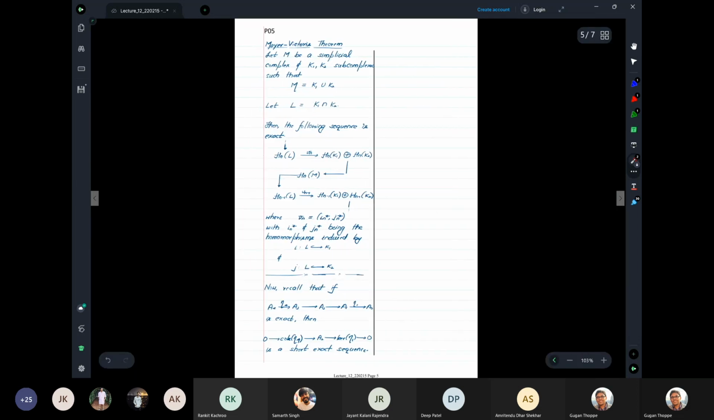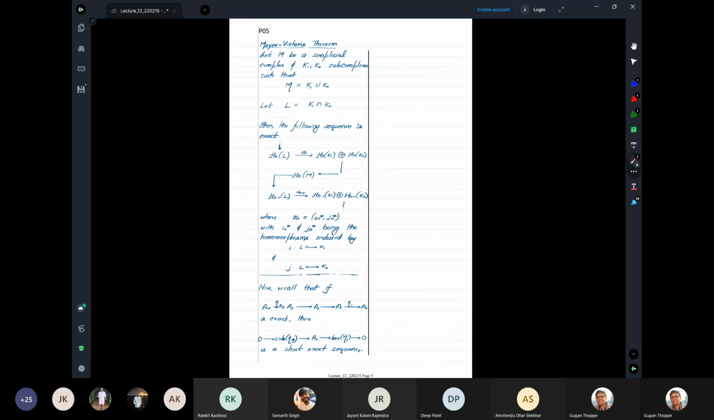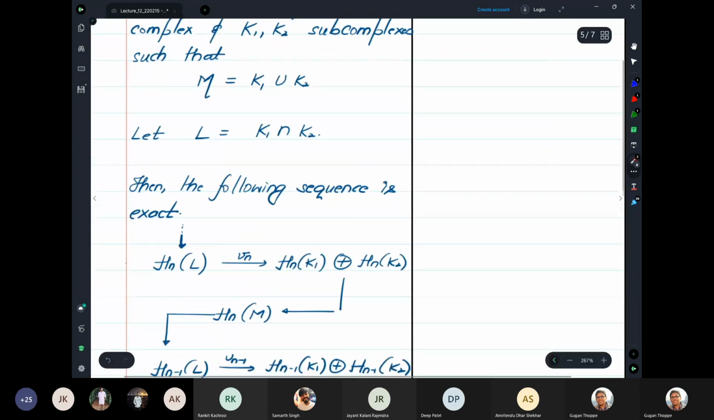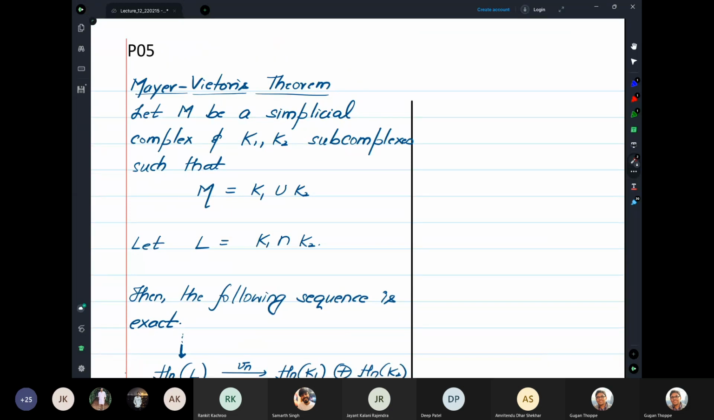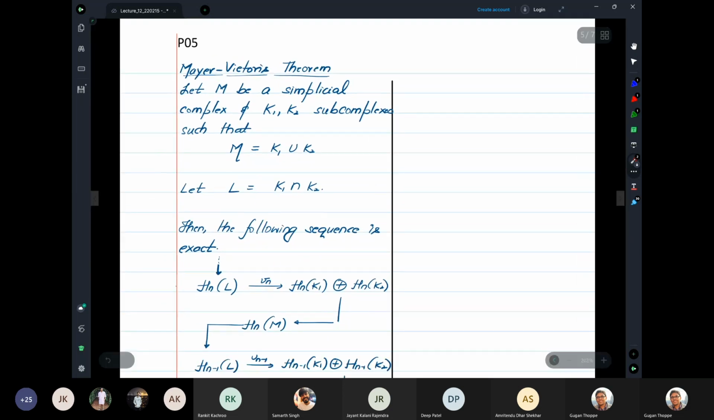Okay, so now we are ready to state the Mayer-Vietoris theorem. First, I will state it, allow you all to ponder over it, and then we will discuss what this theorem means. Okay, so let us try and understand.